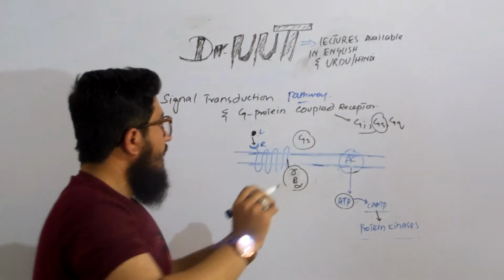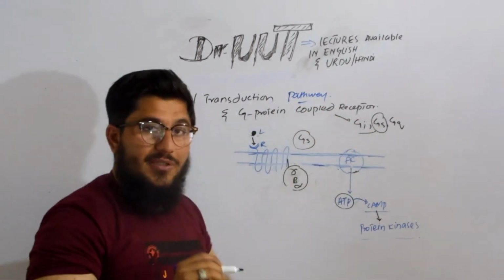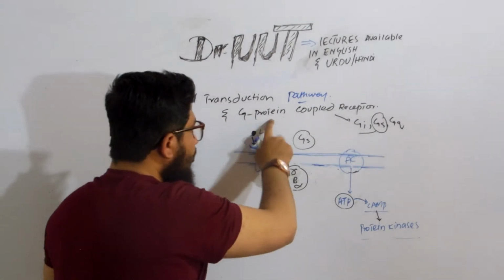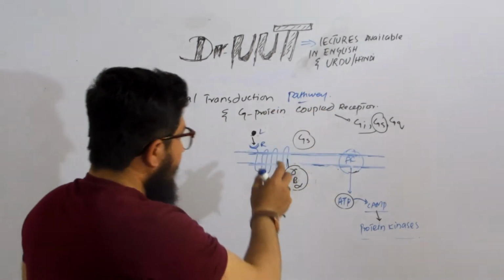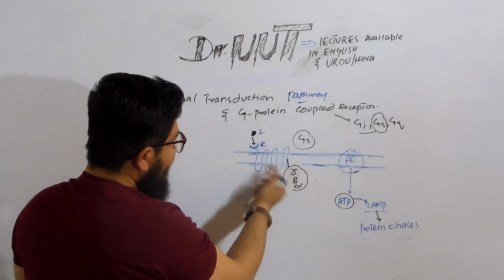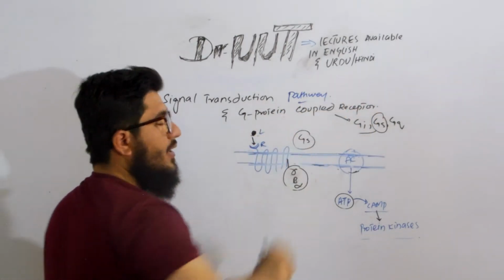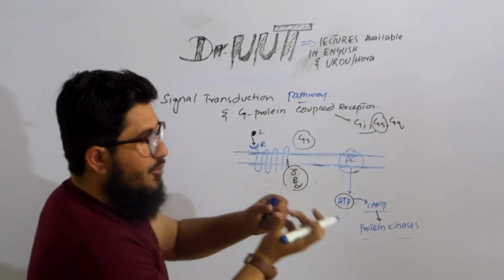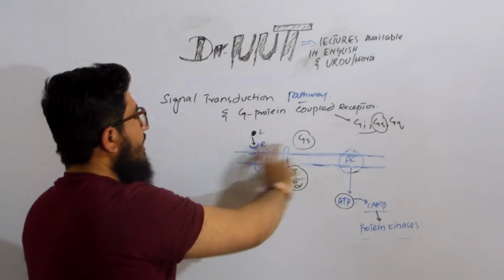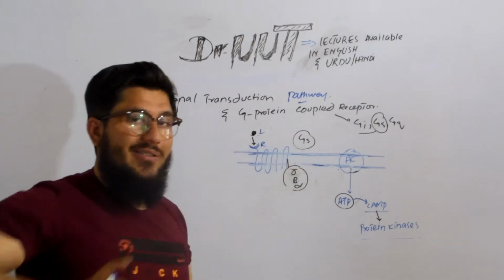So, G-protein coupled receptors. First, let us clear the term again. G-protein coupled receptor. This is a G-protein and this is the receptor. When they are coupled, that's why this receptor is given the name G-protein coupled receptor. A G-protein is attached or coupled with the receptor. That's why this receptor as a whole is a G-protein coupled receptor.